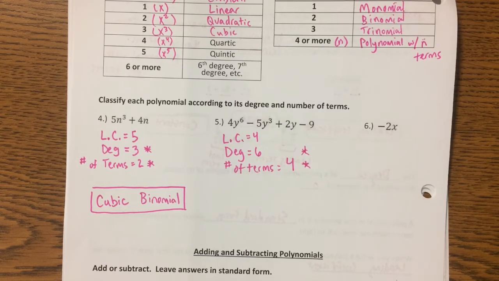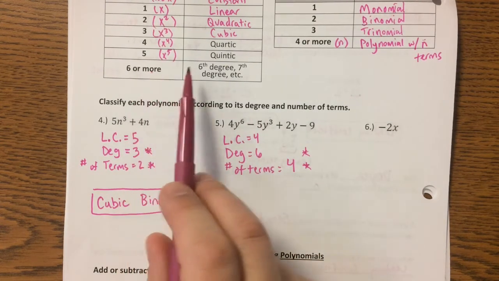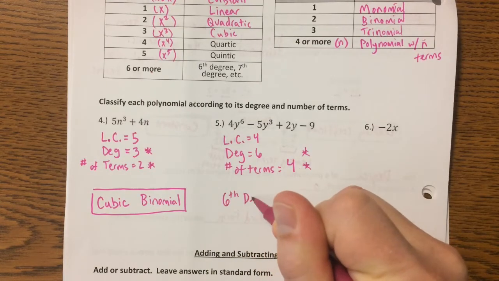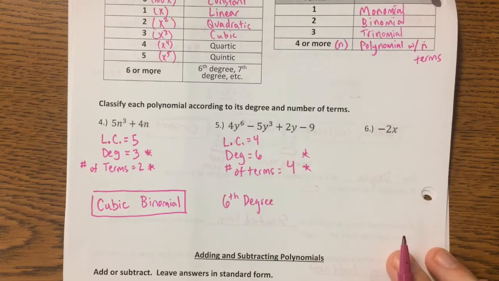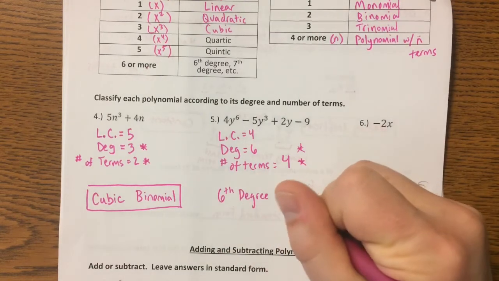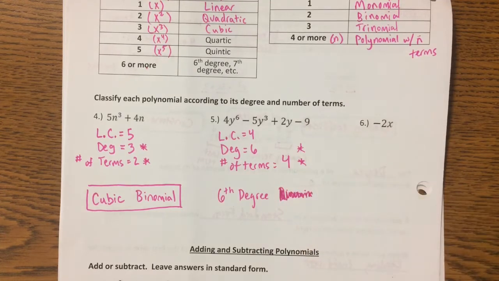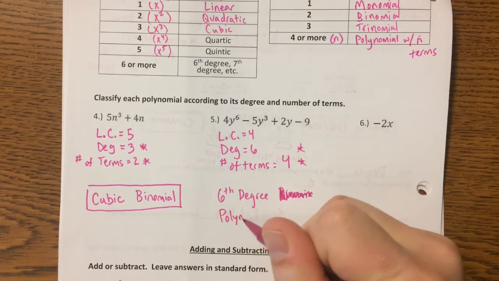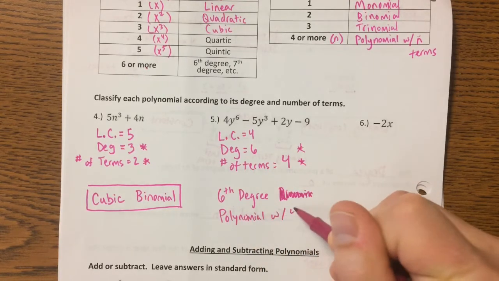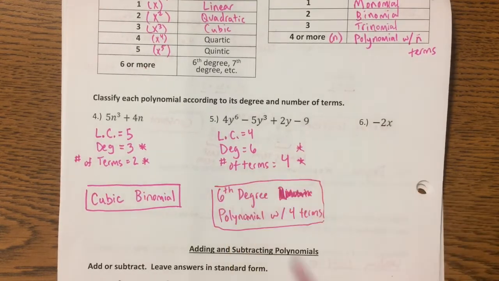Okay, so it's a 6th degree, so we don't really have a name for that, so we just call it a 6th degree. And then how do we classify it based on how many terms it has? Binomial. Wait, not a binomial. What are we talking about? Yeah, so it's a polynomial with 4 terms. So this is one of those that doesn't have a convenient name, right? You just say what the degree is and how many terms it has.